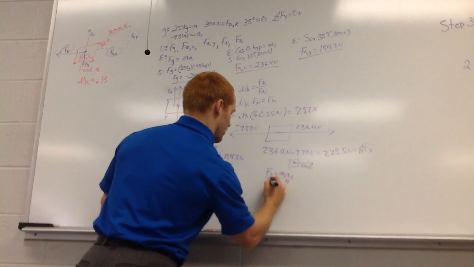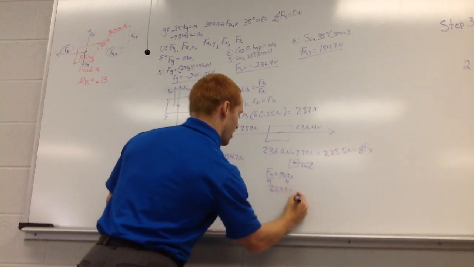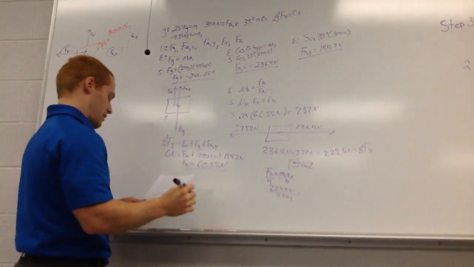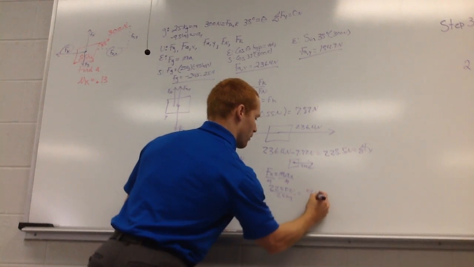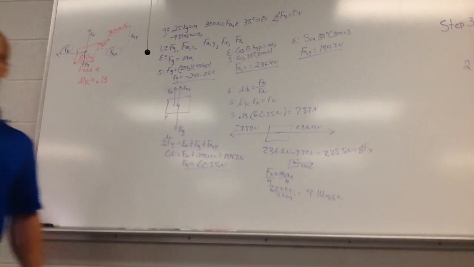Divide by mass. So we have 228.5 newtons divided by 25 kilograms, and we will get 9.14 meters per second squared for the acceleration.